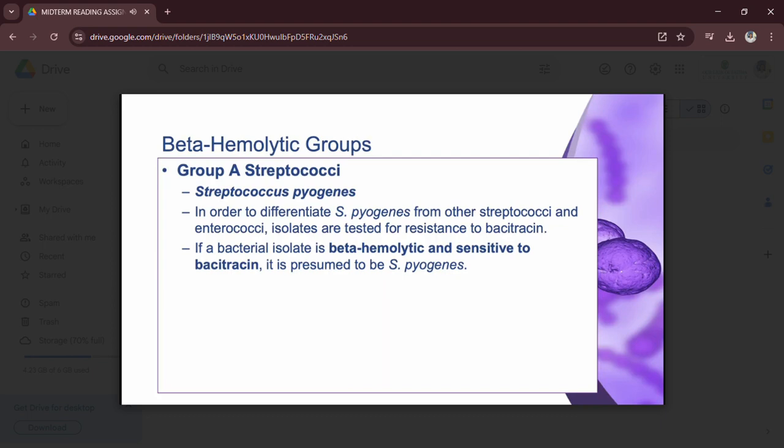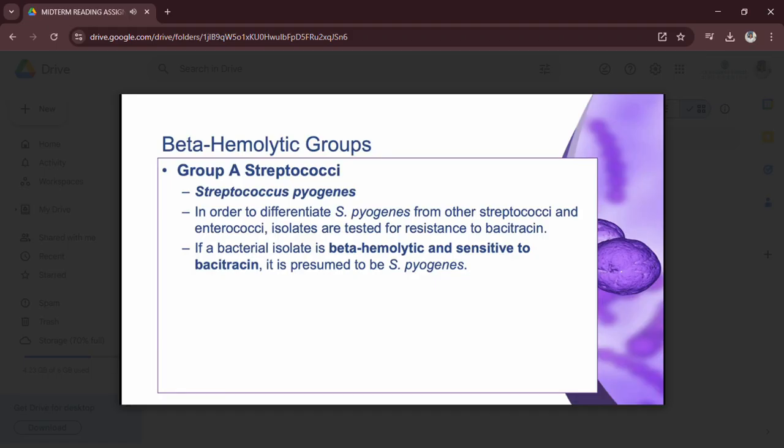Now, let's discuss them further. We have first here the beta hemolytic groups. Under this, we can categorize groups A, B, and C. There are also a few species under group D which are beta hemolytic. However, they will be discussed under the alpha hemolytic section because they are variably hemolytic.